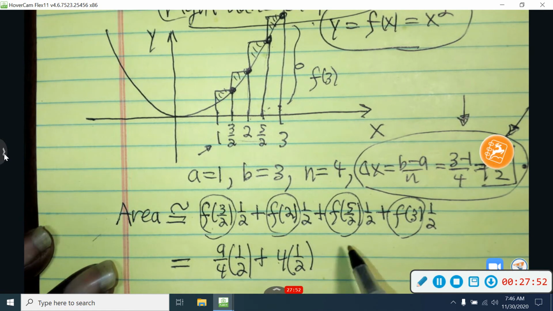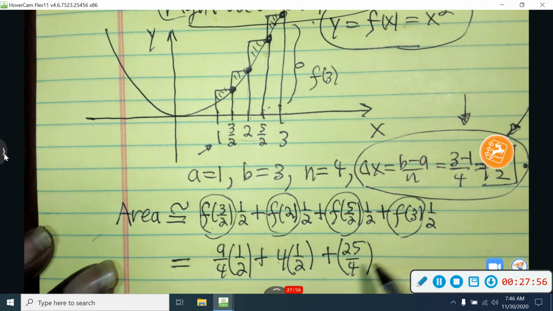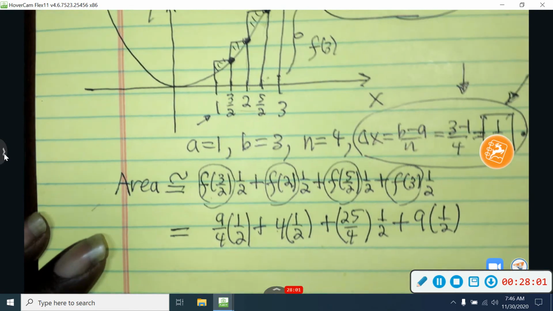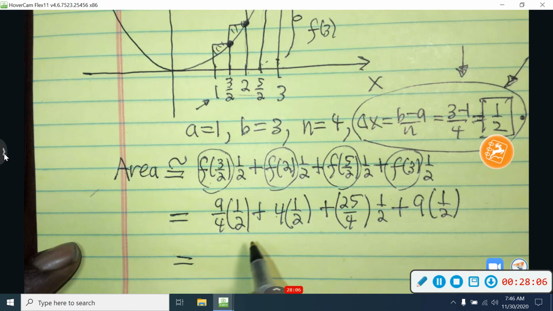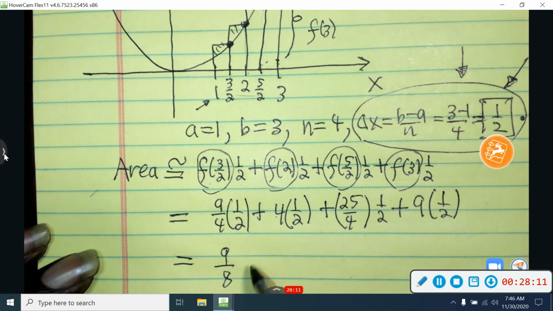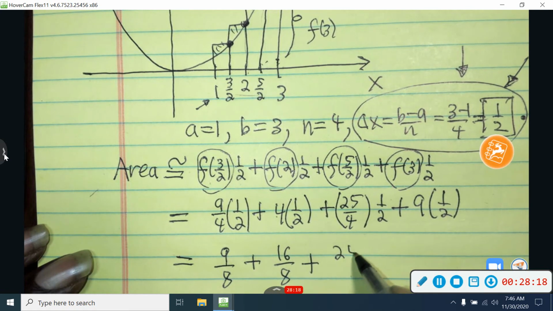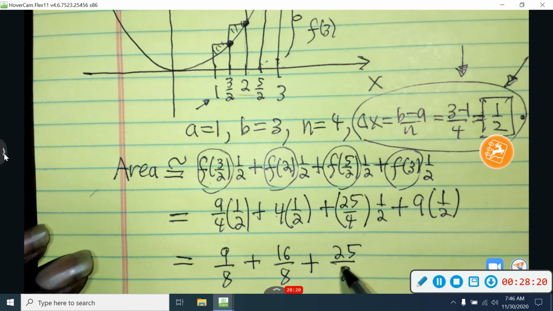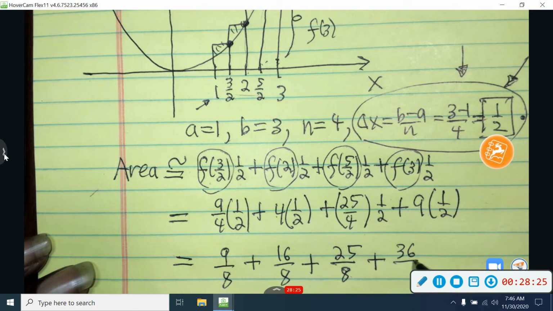Okay, these are being multiplied. Plus 25 times 25/4 times a half plus 9 times a half. Okay, this is what our overestimate's coming to. That's equal to, I'm going to put them all over 8. Okay, this one's already over 8. It's 9/8. This one is 2, I can write it as 16/8. This one is already 8, so let's smash it together. It's 25/8. And this one, it's 9 halves. Make it over 8, so 36 over 8.